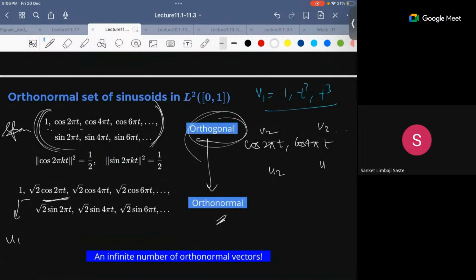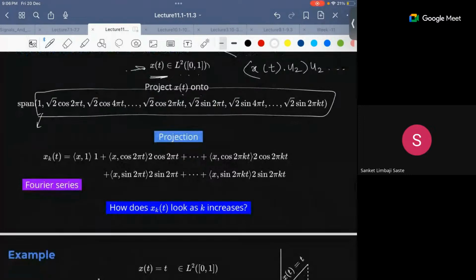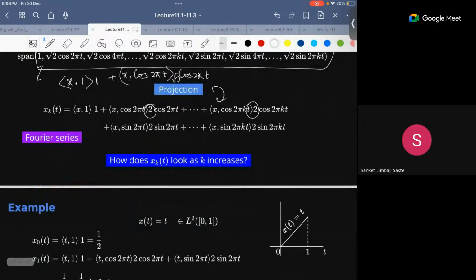So orthogonal, we were having all the combinations, the span of all the vectors in the form of sinusoidals. You have just gone from orthogonal to orthonormal, right? So this is what we got. Now you can see the projection. The same formula we are using: x(t) inner product with 1 in the direction of 1 first, and then x(t) inner product with cos 2 pi t in the direction of the same cos 2 pi t. But here it was root 2 and root 2, that will make it 2, right? So this is the Fourier series only, right?